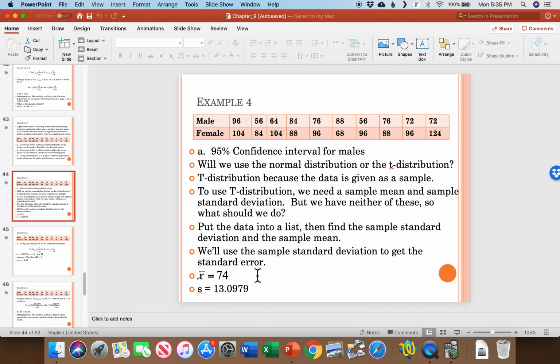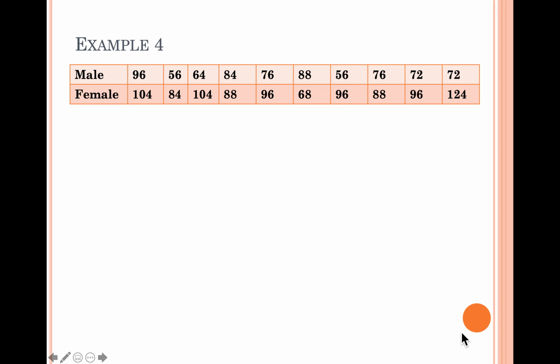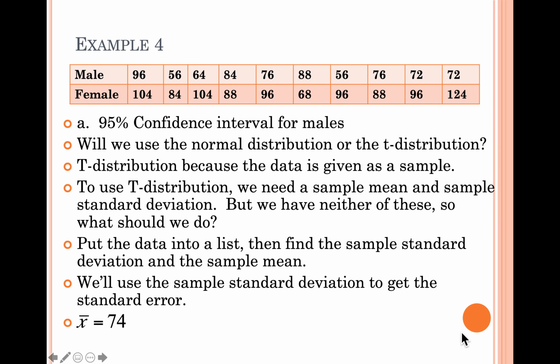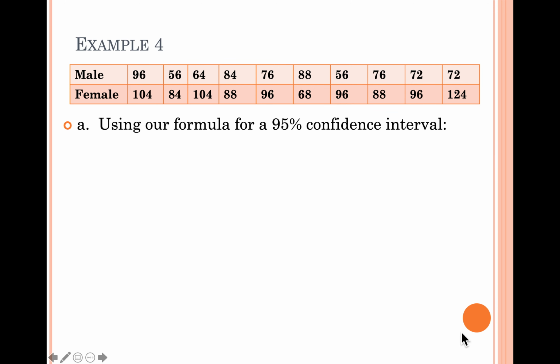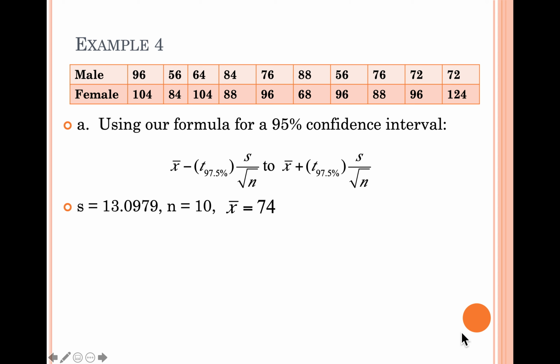13.0979. So here's our data for the men, 74 and 13.0979. We're going to complete the male confidence interval first, and then we'll come back and we'll do the female confidence interval. So plugging in that X bar that we just found to be 74 and the sample standard deviation, 13.0979, we are going to put those numbers into our formula.